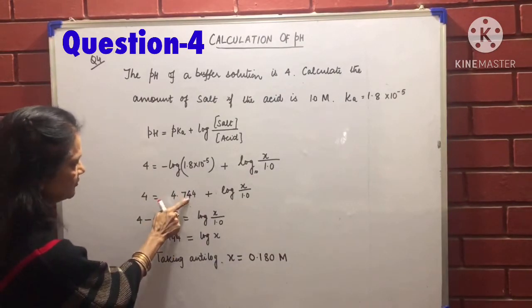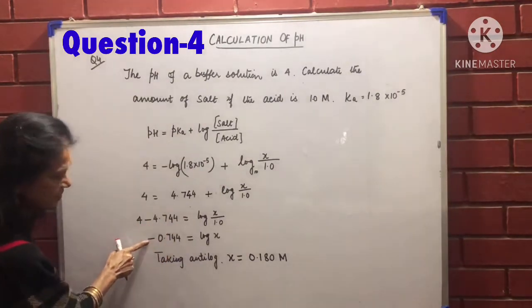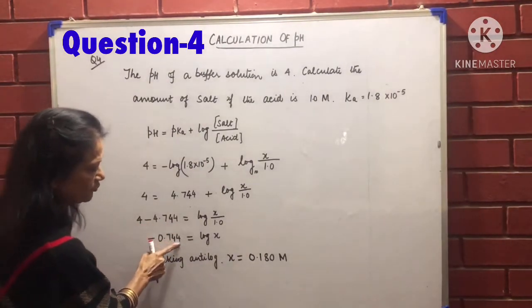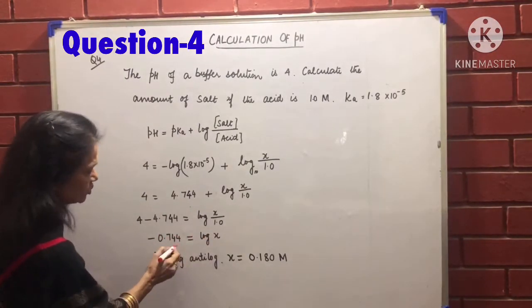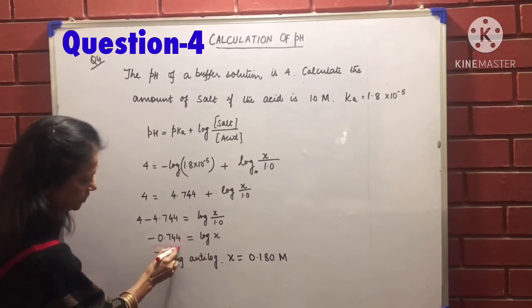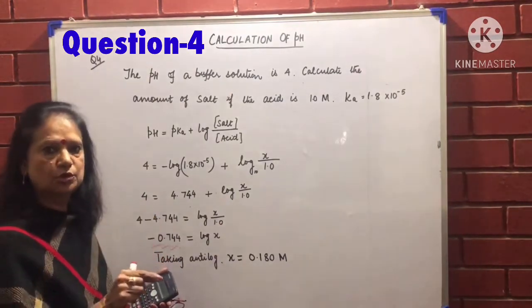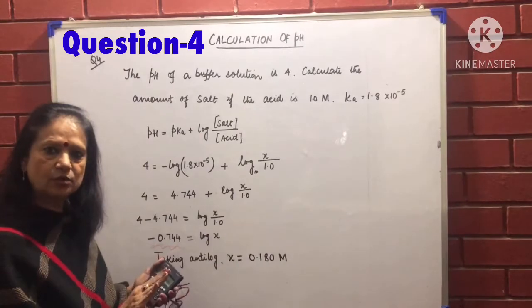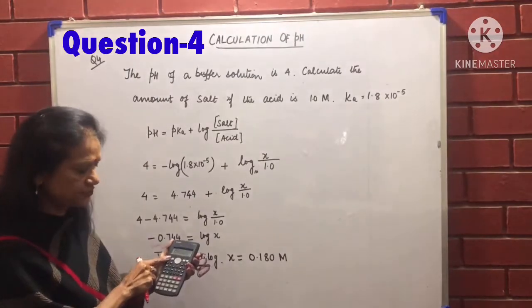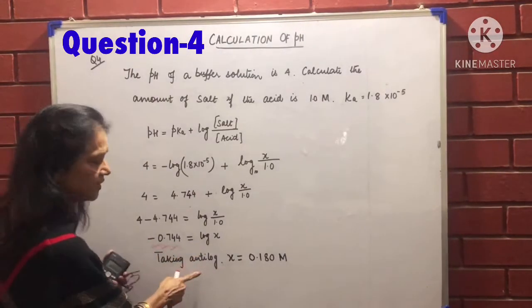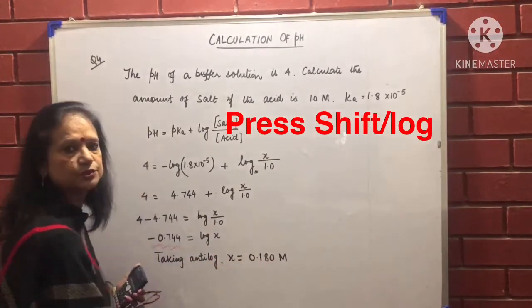So if you shift this to this side, it becomes 4 minus 4.744. Your answer is coming in negative. Minus 0.744 is equal to log x. Now, I want to find out x, so we will take the anti-log of this quantity. For anti-log on your calculator, you will shift and then press log. When you want to find out log, directly use log on your calculator. If you want to find out anti-log, there is a button that says shift, then press log, you will get anti-log. So the x value is coming to 0.180 molar solution.